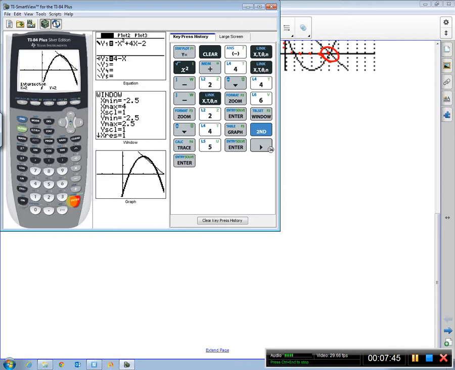Terrible lag on mine. 2, 2. X equals 2, y equals 2. That's our first intersection. Let's redo those steps. Second, trace, intersect. Now we're going to go find that other point.